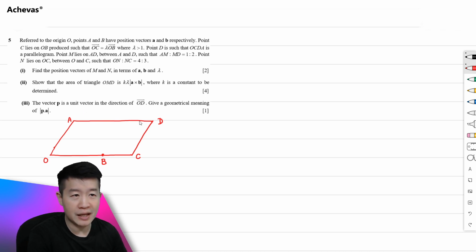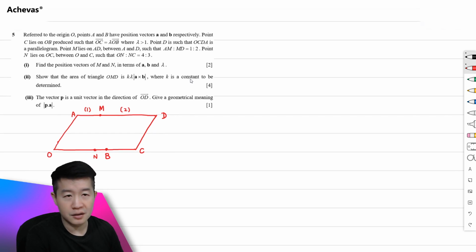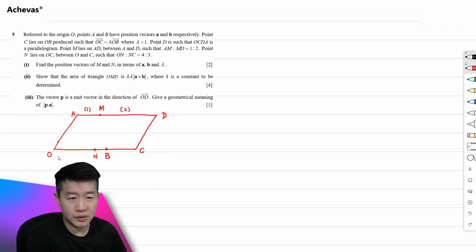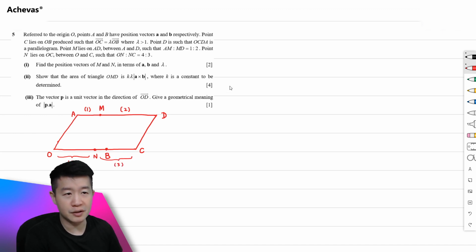M is a point that lies on AD, such that AM to MD is 1 to 2. So let's say M is a point here. The ratio is 1 to 2. And the point N lies on OC, such that ON to NC is 4 to 3. So let's say N is, for example, here. The proportion here is 4, and the proportion here is 3.